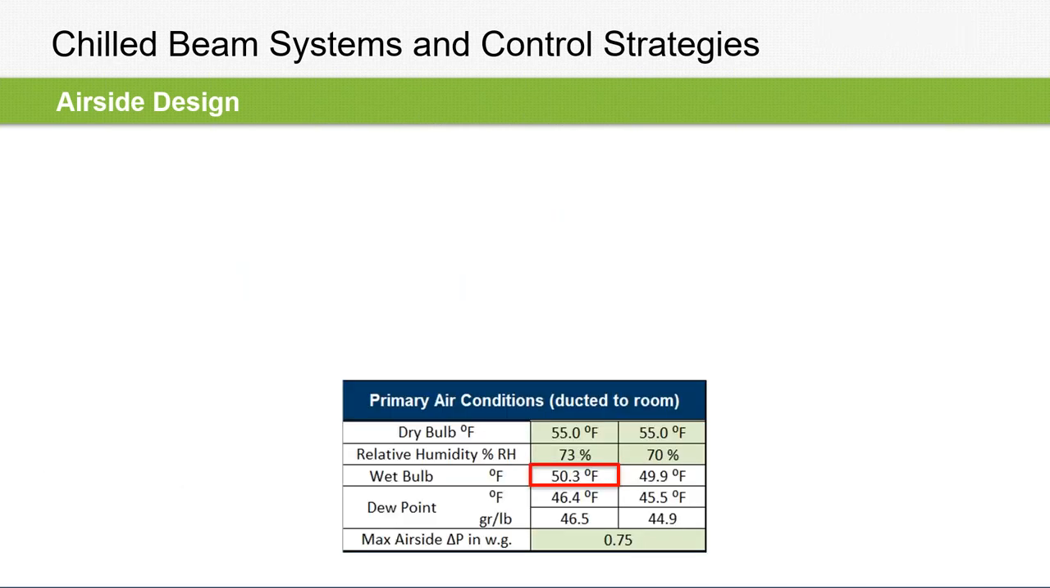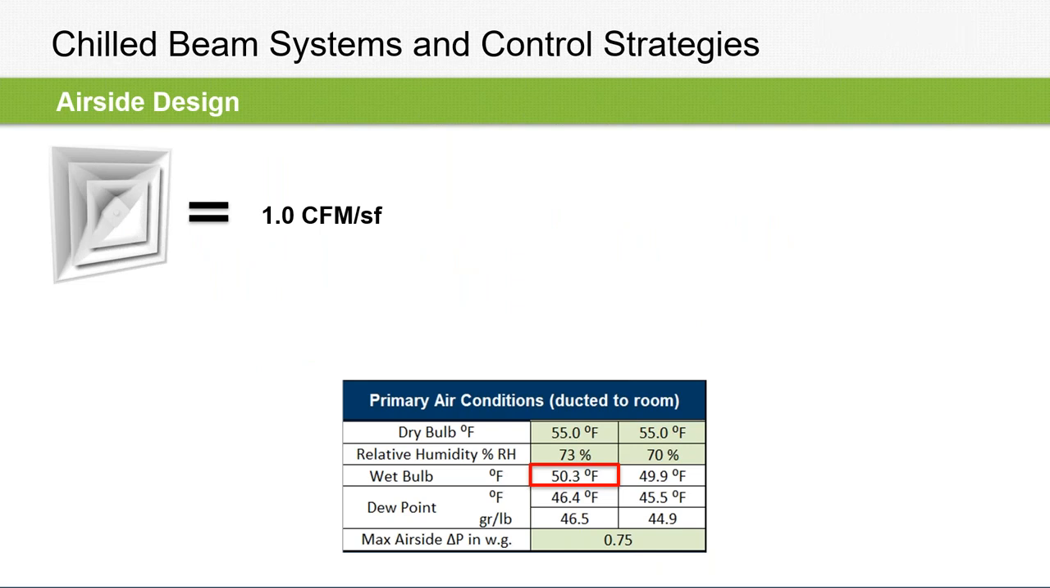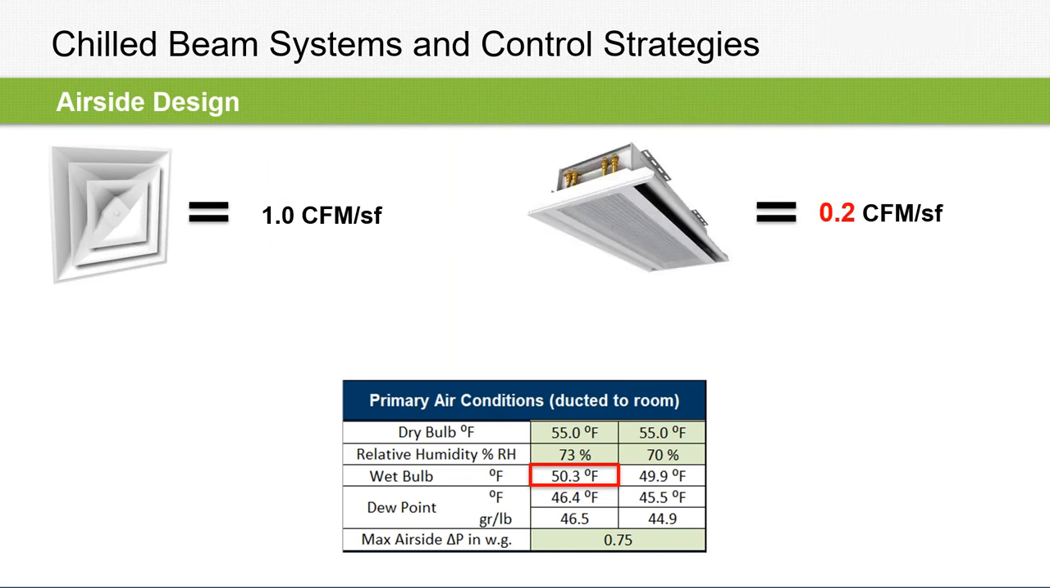So another example, taking a more aggressive approach: still the 1.0 baseline CFM per square foot for the VAV system, and let's drop it all the way down to 0.2 CFM per square foot with a chilled beam. Now we need five times the amount of latent capacity per CFM. To get there, we need a wet bulb of 50.3. This is pretty aggressive. This is a 46 degree dew point, but this is probably the lowest you'd ever really need to go with the chilled beam system to still meet the ventilation requirement and your latent loads. And often you'll still be driven up by your sensible loads, so you may not be able to get to that ventilation rate anyway.